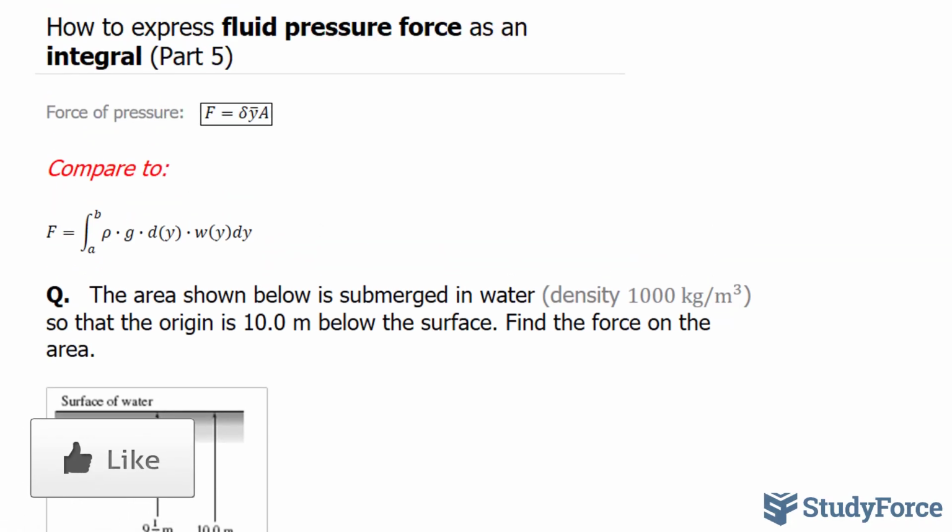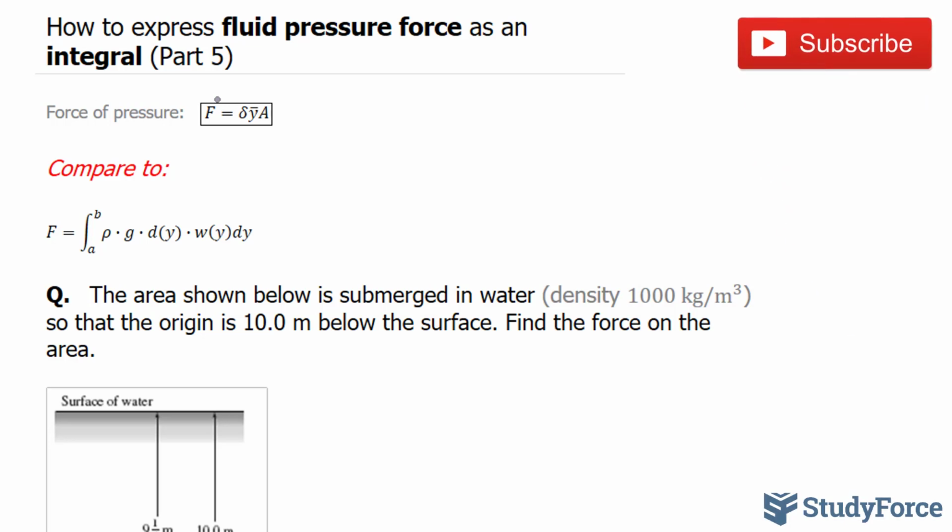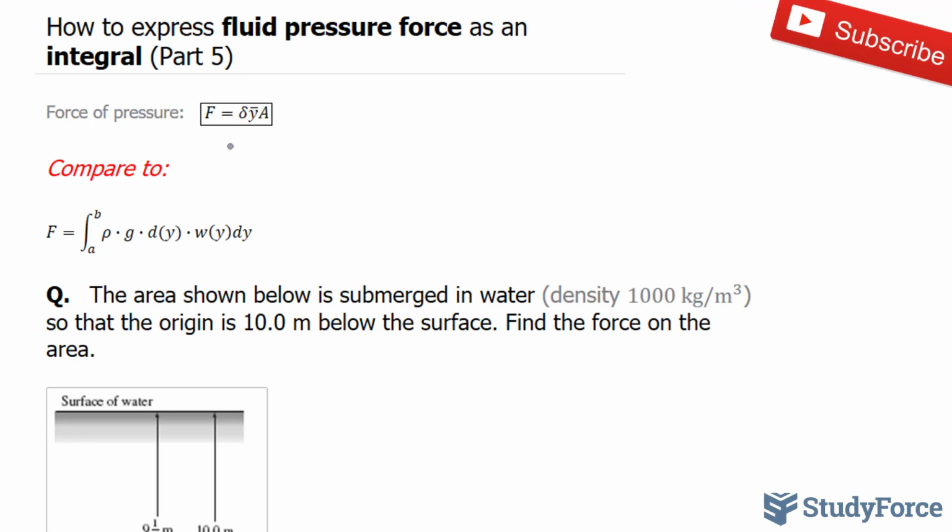In every question that we did from part 1 to part 4, we used this formula. And it ended up giving us the amount of force in newtons that's exerted on an object that has been placed in water, kind of like a dam. This time, however, they're asking us for the force of pressure. And notice the difference in the formulas. Here we multiply the density, which I'm representing this time by a different Greek letter, delta, times y bar, which represents the y coordinate of the centroid, times the area.